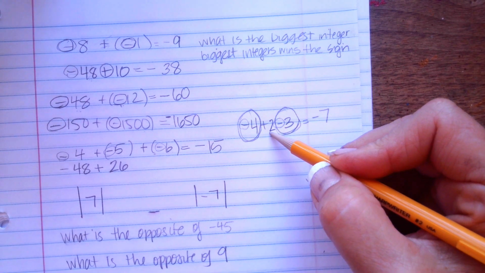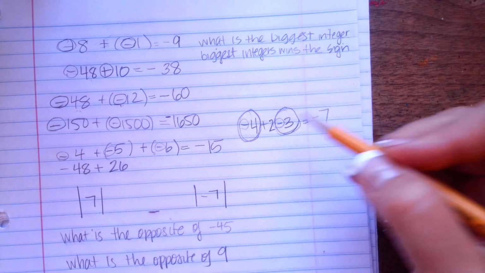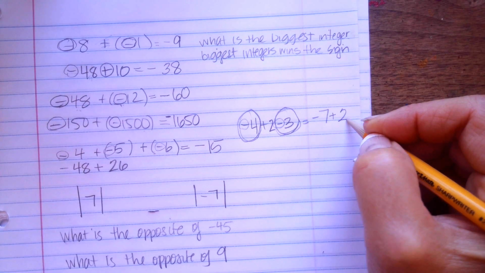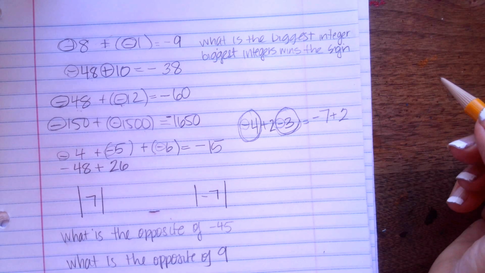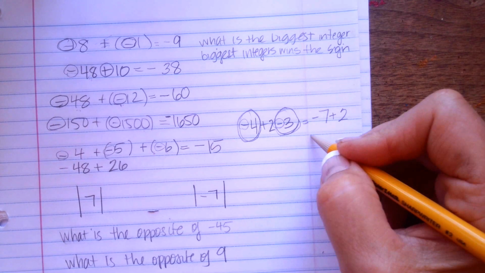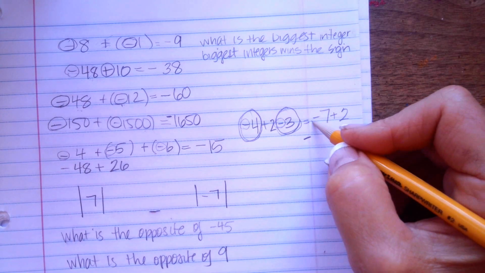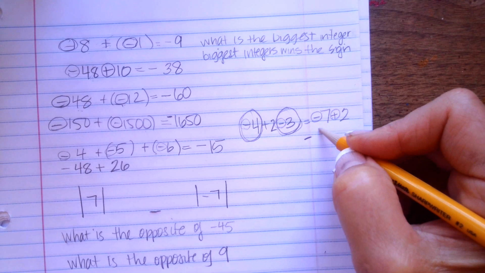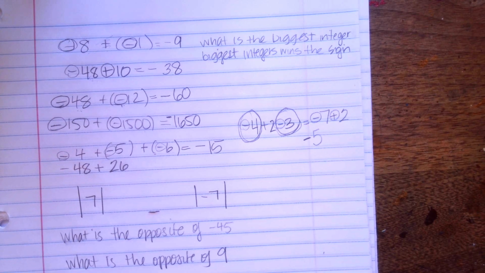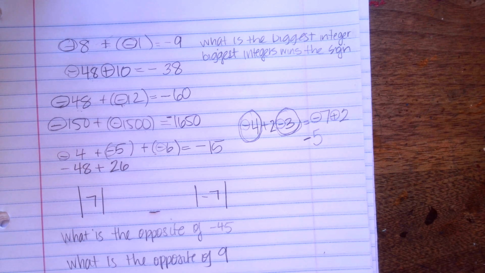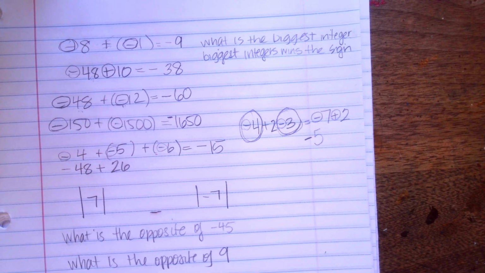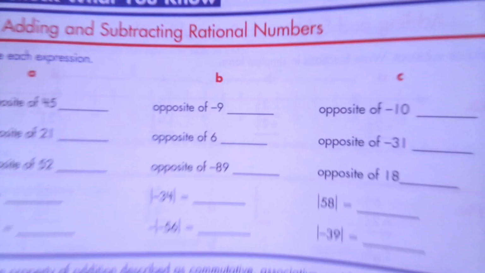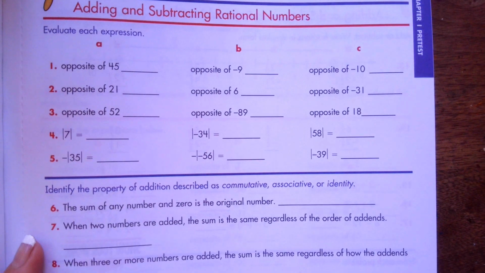Now we add in any positives we have. So we would do plus 2, and now we do the same exact thing. Biggest integer wins a sign. My biggest integer is negative. I have a negative and a positive, so I subtract, and it's negative 5. Is it kind of coming back to you now? Yeah. All right, awesome. I want to go on to the other book, Spectrum.